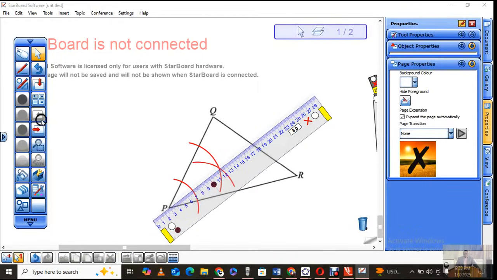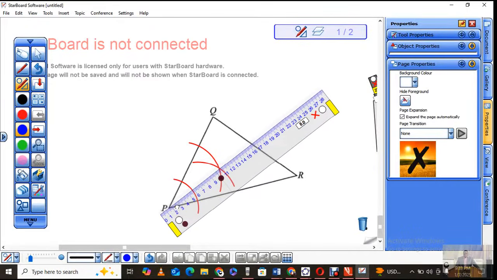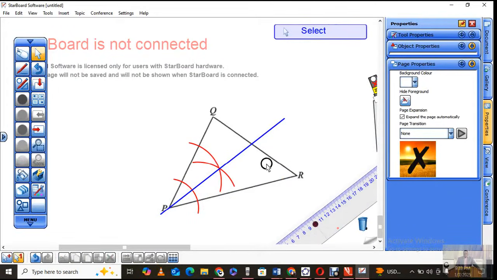Let's see. Let's see if it's going to draw. My goodness. Wait. Okay, there we go. All right. Okay, so I have bisected it. So that's the angle bisected.